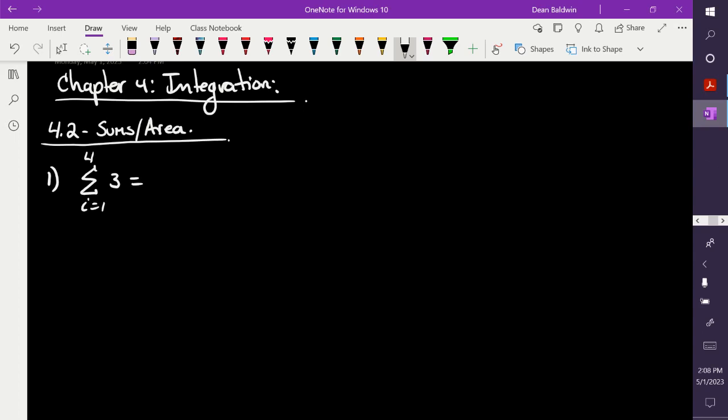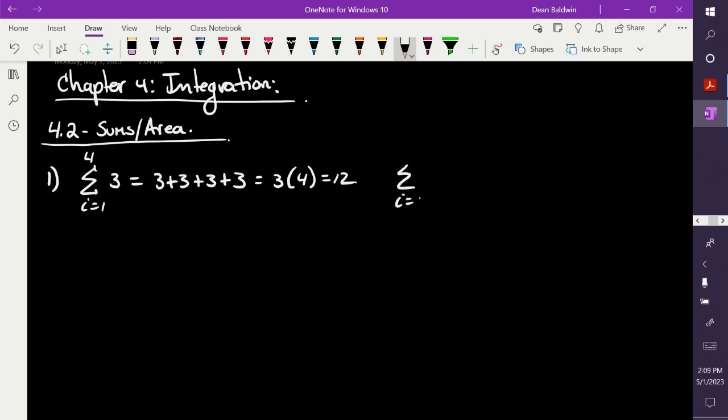Okay, sigma from i equals 1 to 4 of a constant 3. What does that mean? Well, it means you're doing this: 3 plus 3 plus 3 plus 3, 4 times. Which we know the answer would be, that's equivalent to 3 times 4, right? Yes? Okay.